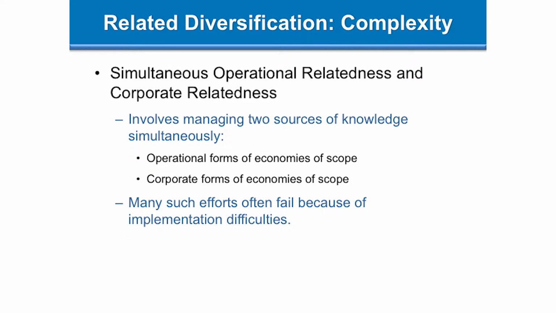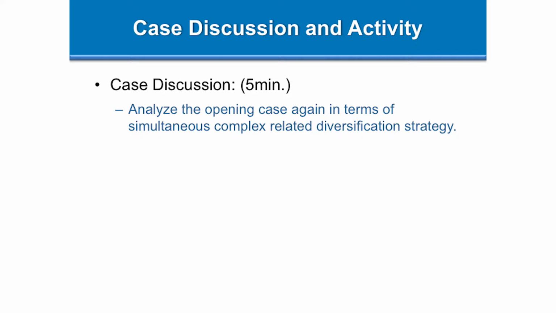A simultaneous operational relatedness and corporate relatedness diversification strategy is difficult to imitate by competitors, but it is hard to implement due to the higher cost. If the cost is not offset by the benefits, the firm gets into difficulty. Please analyze the opening case again in terms of simultaneous operational relatedness and corporate relatedness diversification strategy.